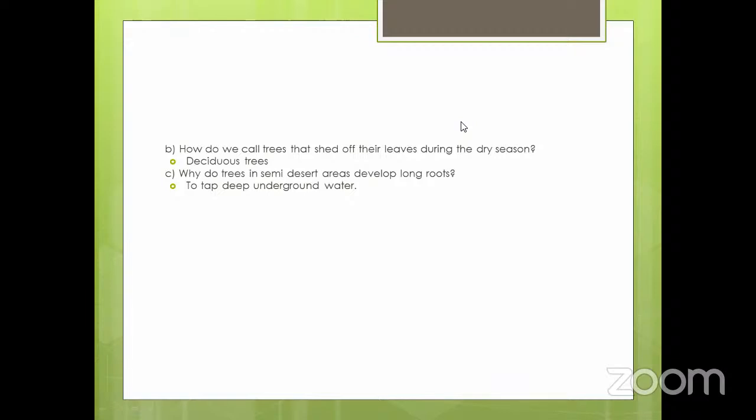Unfortunately, the question has come with the answer. So Ruth, what is the answer? To tap deep underground water. That is the response, so that they can absorb that water which is found deep underground. That's why they develop long roots.